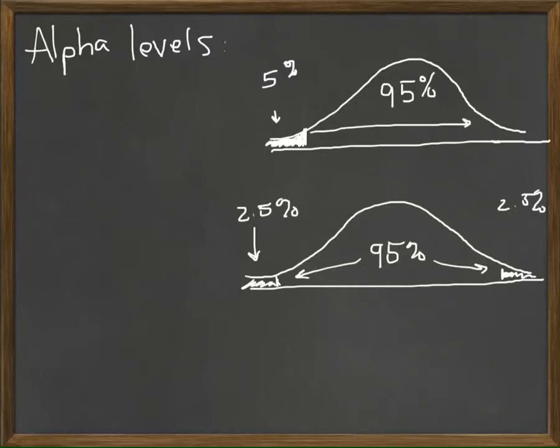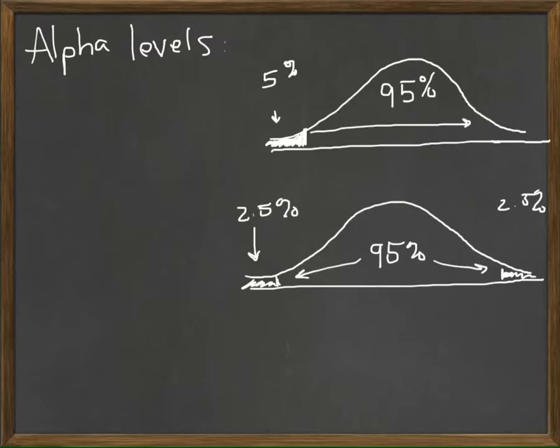This quick video is going to be just about alpha levels. An alpha level is basically your cutoff line. In chapter 20, we talked about whether we had lots of evidence or weak evidence, whether I have evidence against my null or for my null.